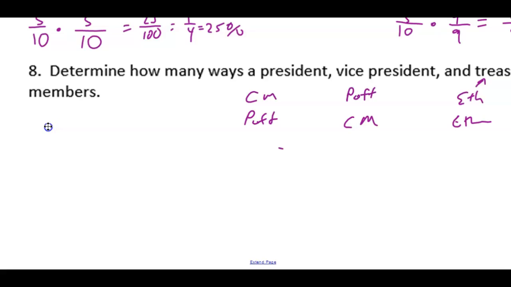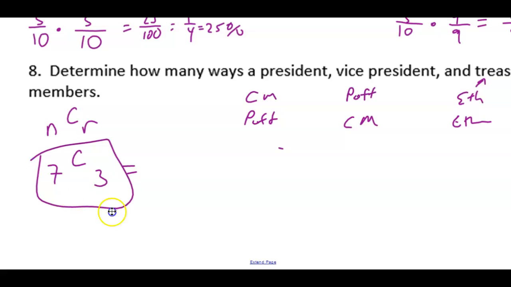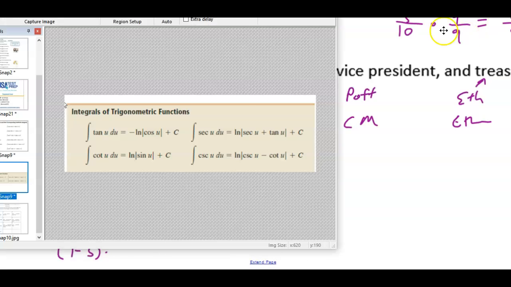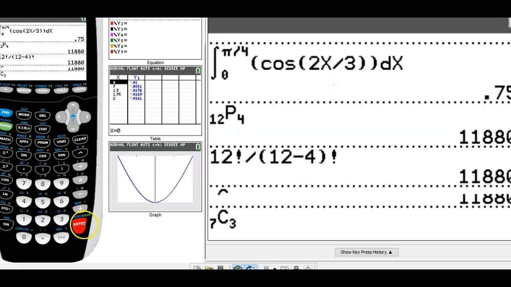So remember, with permutation, we do N choose R, where N is the total number and R is how many we want, or the positions we want. So we want 3 positions. You can do this in your calculator, guys, or you can do it by hand. By hand's a little longer, but if you did it by hand, it would be 7 factorial divided by 7 minus 3 factorial. Either way, you're going to get the same thing. And here you go, I'm going to punch that in so you can see it.